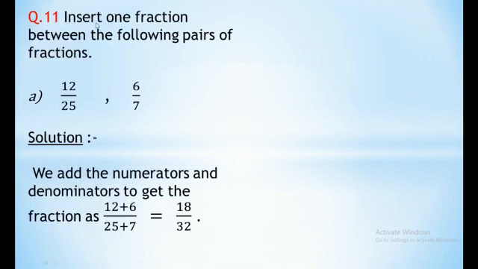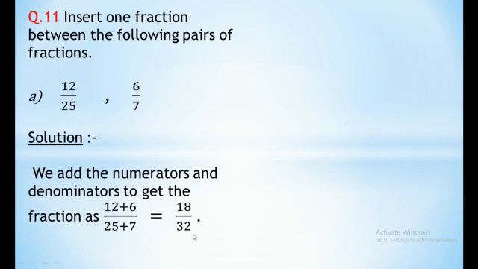Question number 11. Insert one fraction between the following pairs of fractions. Here we have question A, 12 by 25 and 6 by 7. We have to find a fraction between these two fractions. To get that fraction between these two fractions, we will add numerators and denominators. See here, we have numerators 12 and 6. Here we will first add the numerators, 12 plus 6, which is equal to 18. Then the denominators are 25 and 7. Here we will add 25 and 7. 25 plus 7 is equal to 32.